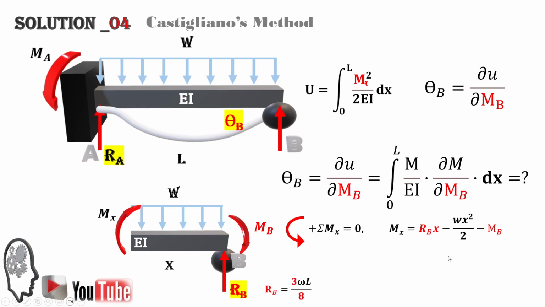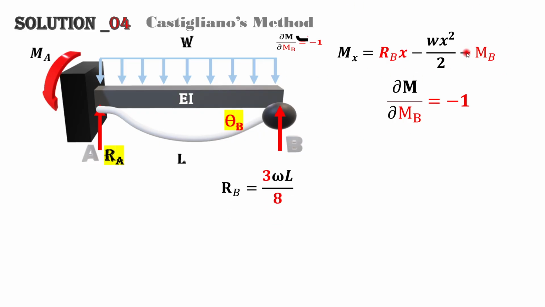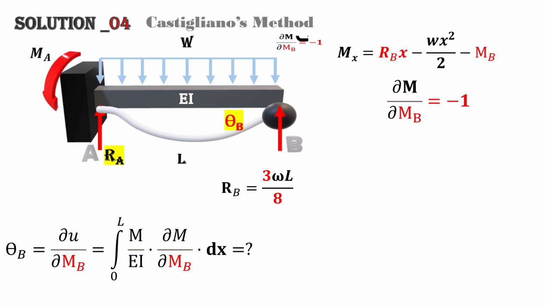We also already calculated R_B, which is equal to 3 over 8 WL. Looking at the moment equation, partial M over partial M_B is simply -1, this part. R_B was already calculated in the previous video, 3 over 8 WL. I will provide you with the link to that video to see how we can calculate R_B and R_A. If this is 3 over 8, and the total is WL, R_A should be 5 over 8 WL. Then this is our expanded theta B equation.